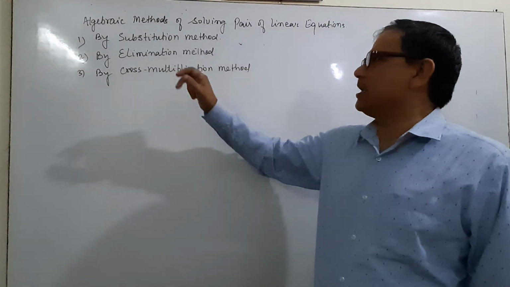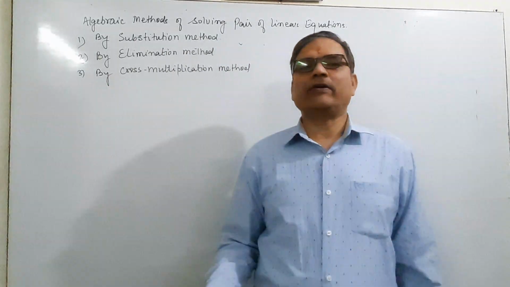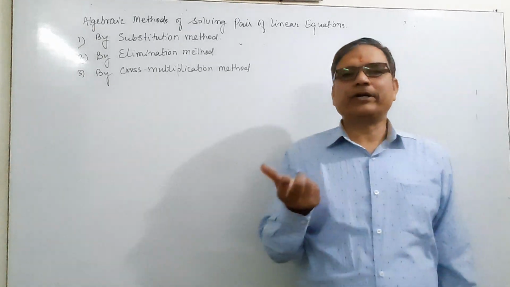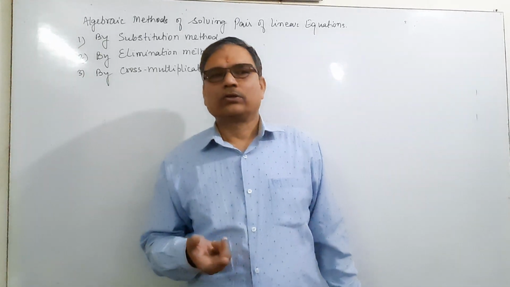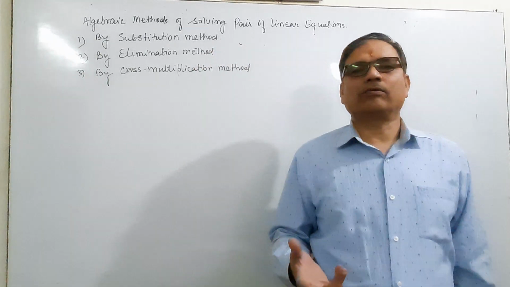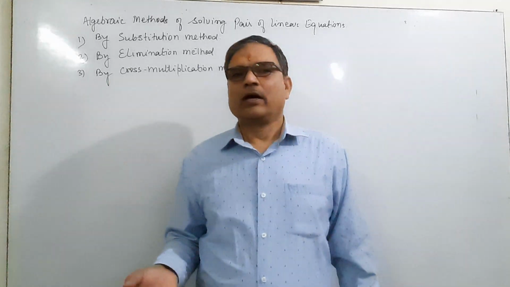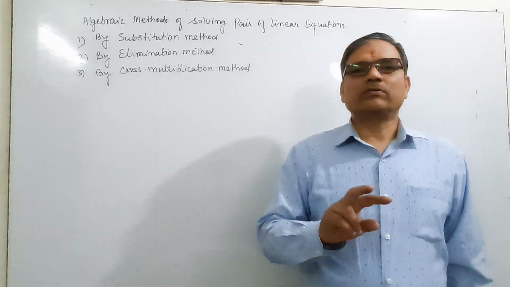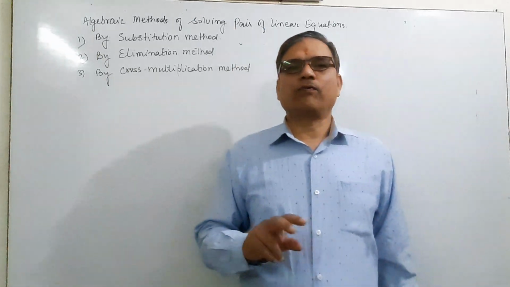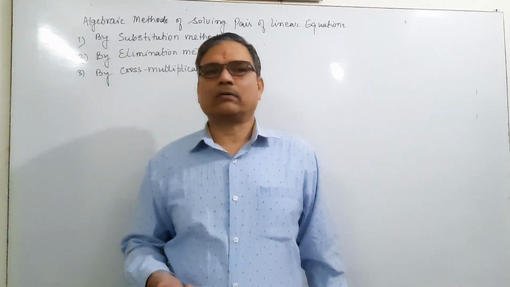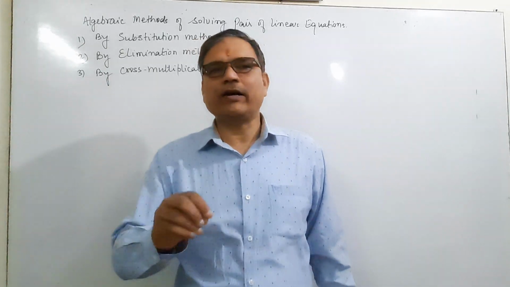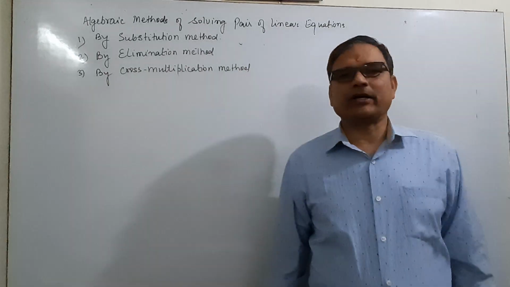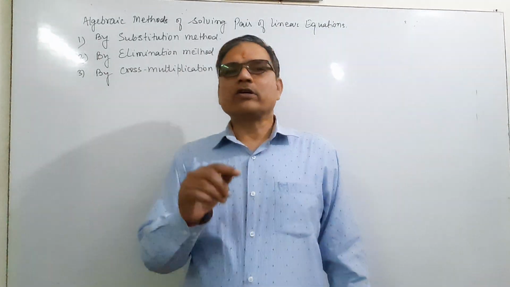And the second method is the elimination method. You know very well the elimination round in a reality show. If there is a competition between two, then we have to eliminate one of them. Similarly here, there are two variables, so we have to eliminate one variable, either x or y, and we will discuss how to eliminate later on. And the third is cross multiplication. We have to cross multiply.